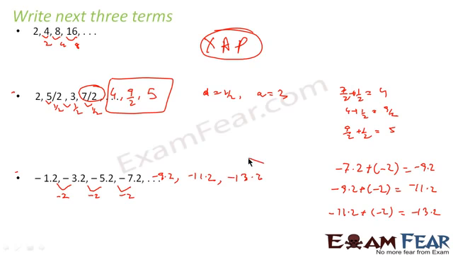Very simple. First you have to find whether the series you have been given is an AP or not. So in the first case we found it was not an AP, so we stopped. In the third case we found it was an AP, so we went further and found the next 3 terms. Let's take a few more examples.